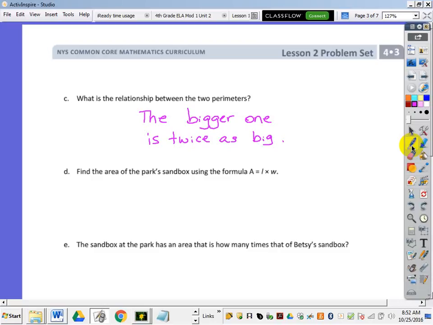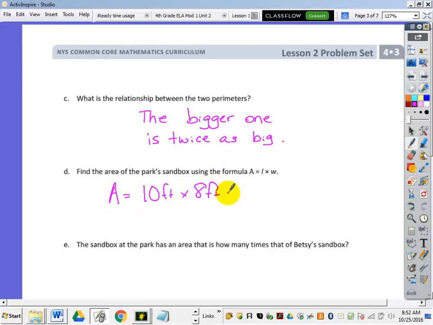Yeah. Find the area of the park sandbox. That's a 10 by 8 though. That's not bad, is it? Mackenzie, what's 10 by 8? So the area of that one is a 10 foot by 8 foot, right?